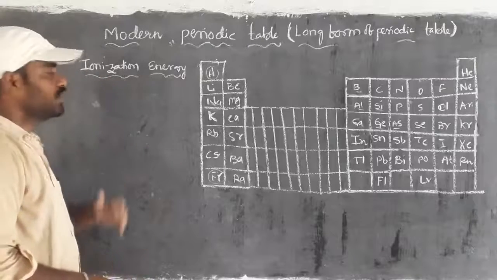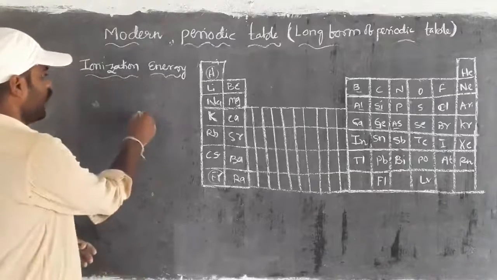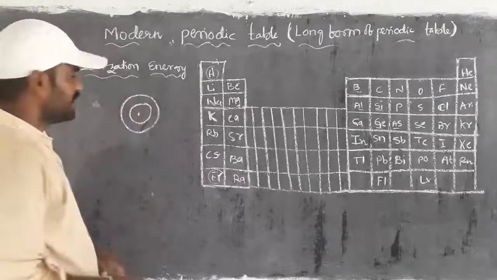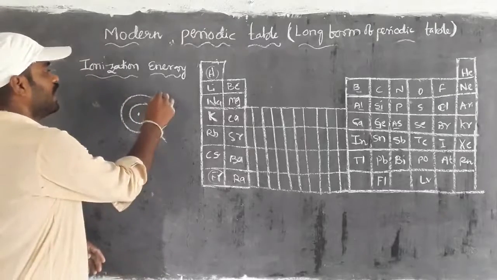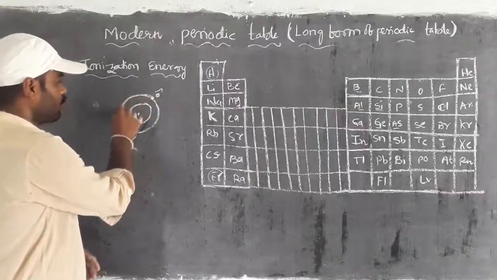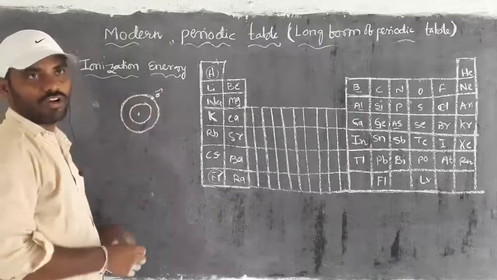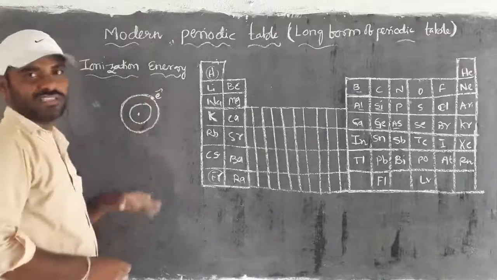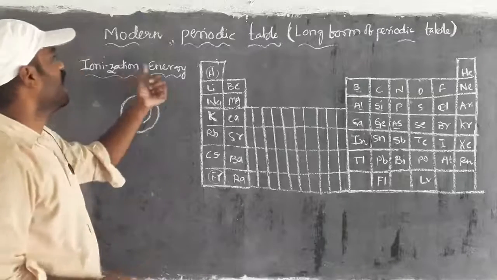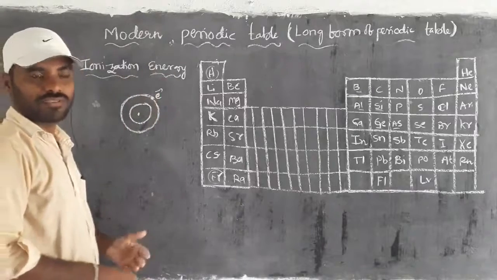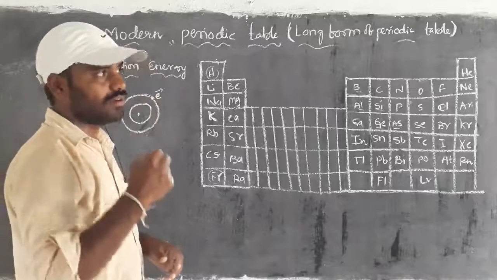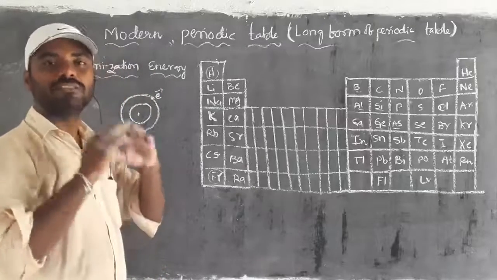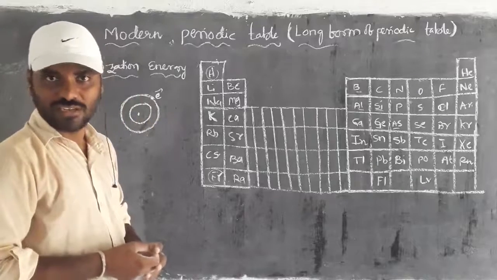Ionization energy. In that, first we have to discuss the definition of ionization energy. Simply, to remove an electron from the outermost shell of an atom, the energy required is what we call ionization energy. Because we already have the awareness that an atom is basically neutral in charge, right?